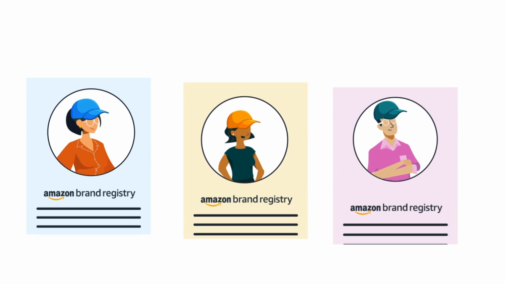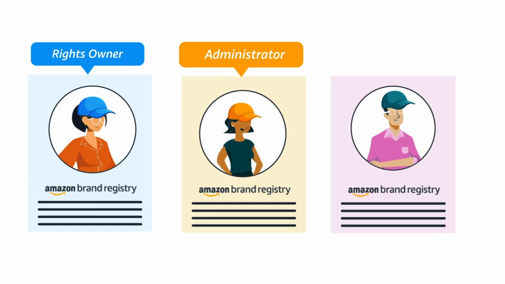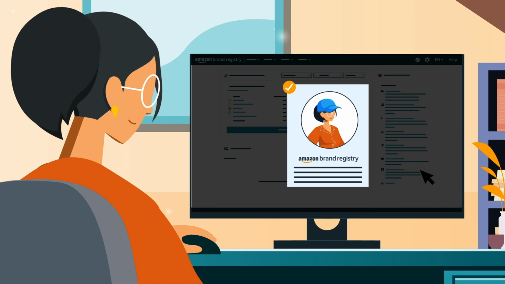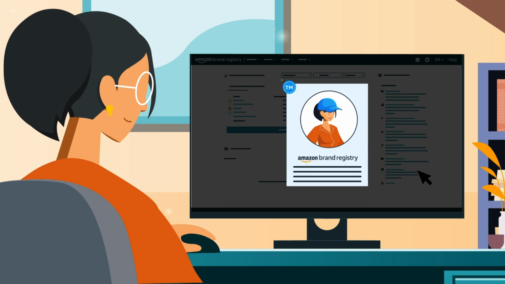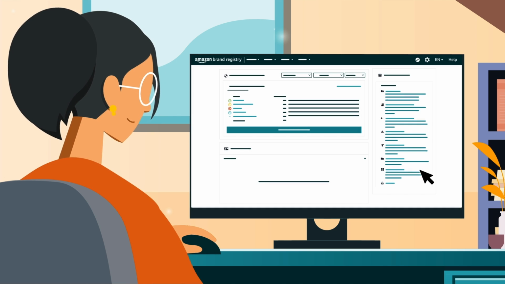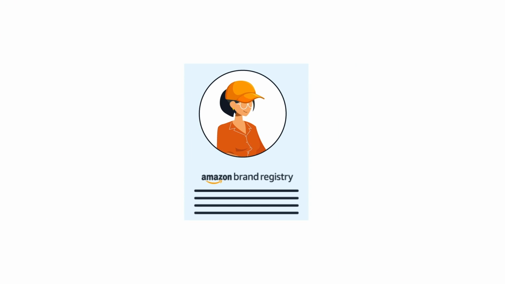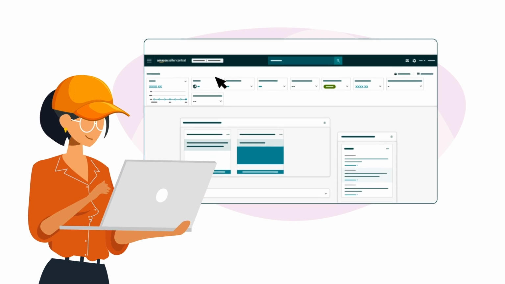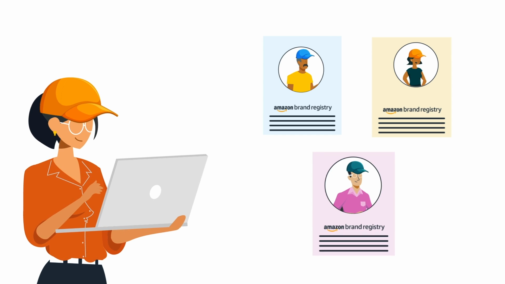There are 3 protection roles available to brand registry accounts: rights owner, administrator, and registered agent. The rights owner role is automatically assigned to the seller who enrolled the brand. It designates them as the trademark owner and gives their account full access to brand registry tools. The administrator role is also automatically assigned to the enrolling user. It allows them to manage user permissions and manage selling accounts, including affiliating other accounts and assigning protection roles.